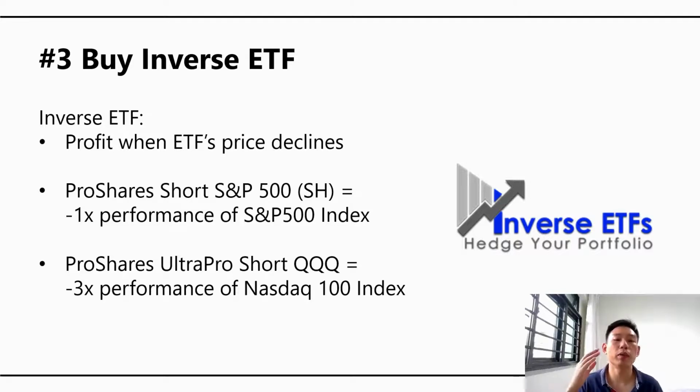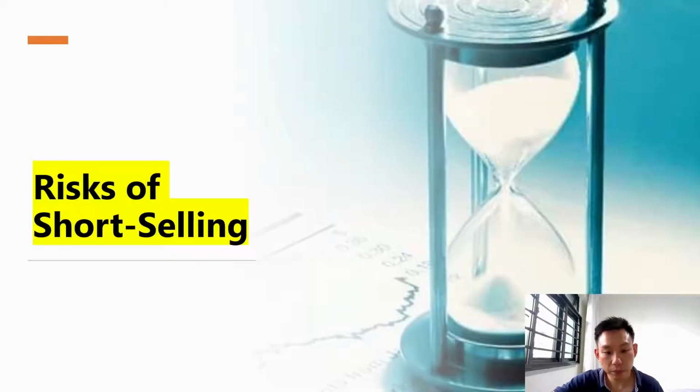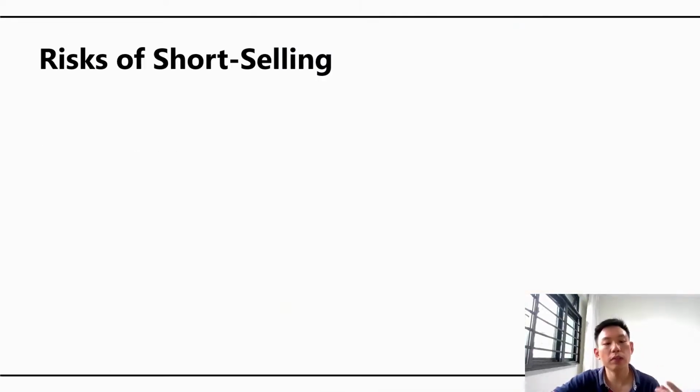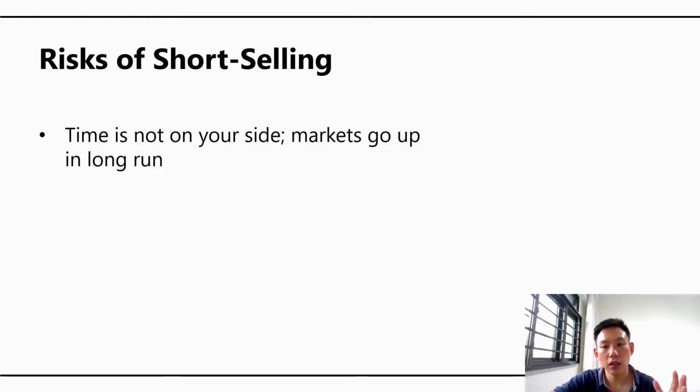Next up, let's talk about the risks involved with short selling. One of the biggest risks of shorting is that time is not on your side. History has proven that markets always go up in the long run, and you can potentially lose an infinite amount of money if the share price continues to increase instead of going down as you have forecasted.